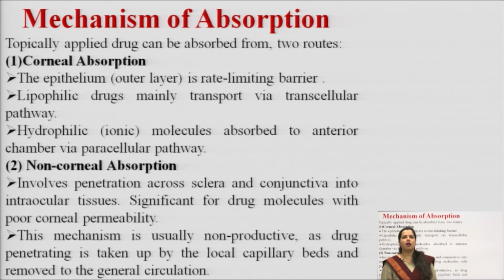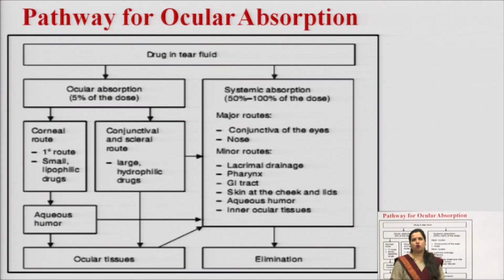nature. This mechanism is usually non-productive, as the drug penetrating is taken up by the local capillary beds and removed to general circulation. But if we talk about the practicality of this type of absorption, most of the drug is absorbed in systemic circulation. So, we can't have that local type of effect within the eye, right. So, this is not a productive absorption route for most of the drugs.